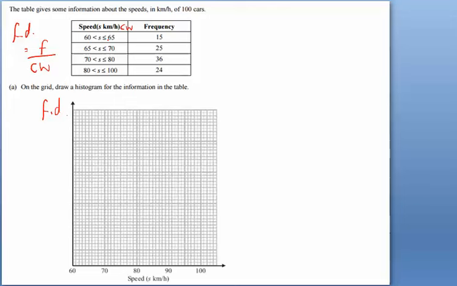Don't get this mixed up with the midpoint, which we'd use to estimate the mean. This is the width of the class. So 65 take away 60 is 5. That one is 5. That one is 10. And that one is 20.